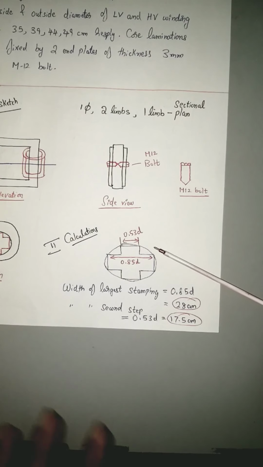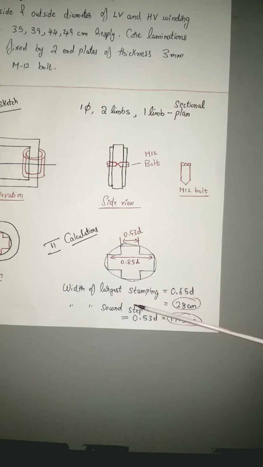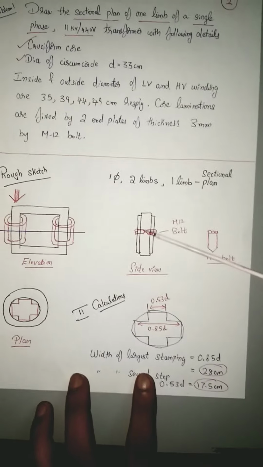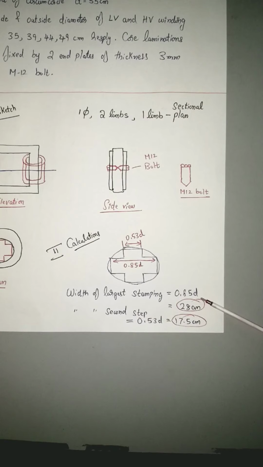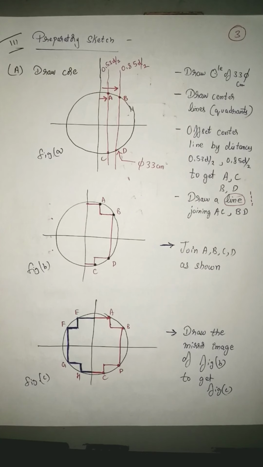Since it's a two-step core, the following dimensions you have to see. Width of the largest stamping is 0.85D. Second step is 0.53D. Diameter of the circumcircle is given as 33 centimeters. So 0.85D is 28 centimeters. 0.53D is 17.5 centimeters. So now let us go to the expected preparatory sketch.